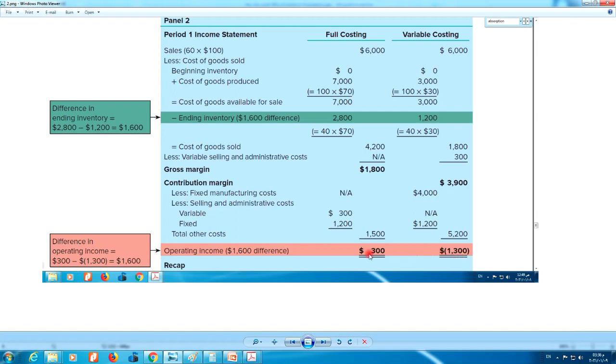We can see the difference in operating income is equal to the difference in ending inventory, because part of fixed manufacturing overhead will be included in the balance sheet, not in the income statement under absorption costing.